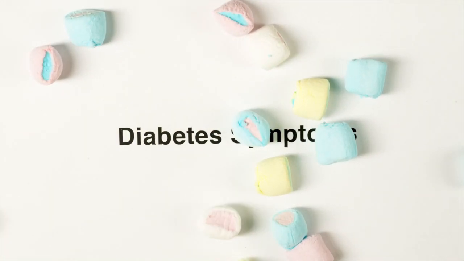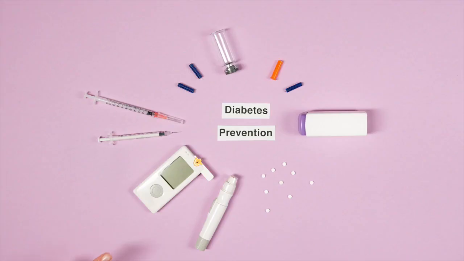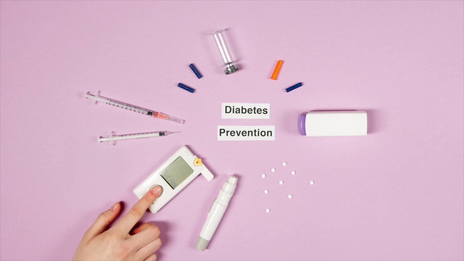One of the main complications of diabetes is damage to your blood vessels, which can lead to heart disease, stroke, and other cardiovascular problems. Diabetes can also damage your nerves, leading to nerve pain and tingling sensations. Over time, high blood sugar levels can also damage your eyes, kidneys, and other organs.